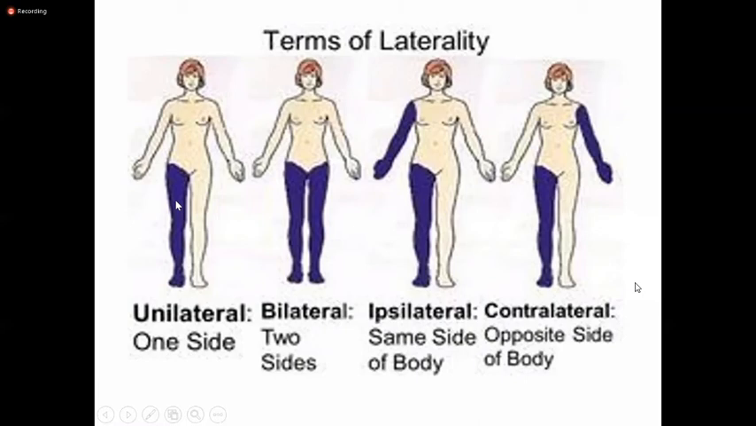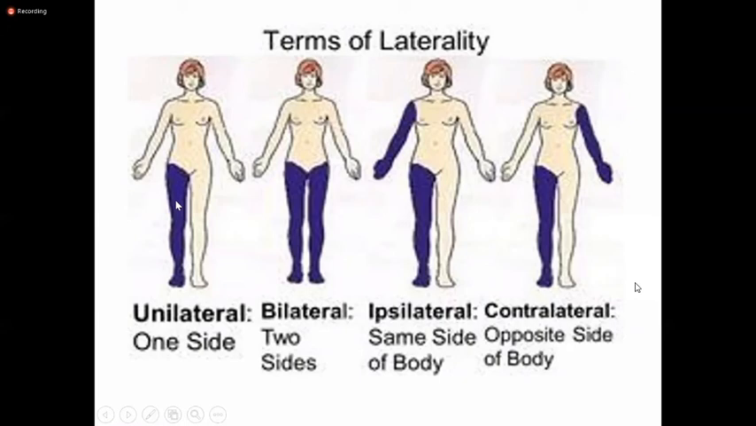Then bilateral. Both the lower limbs are paralyzed. That is bilateral paralysis. Then ipsilateral. Same side, the upper limb and lower limb are paralyzed. That is ipsilateral paralysis. Then contralateral paralysis. The opposite parts of the body are paralyzed. Here the left upper limb and the right upper limb are paralyzed. So this is about the laterality, such as unilateral, bilateral, ipsilateral, contralateral.